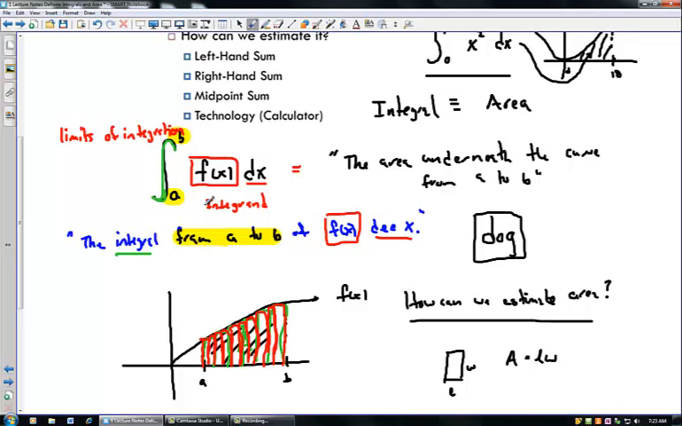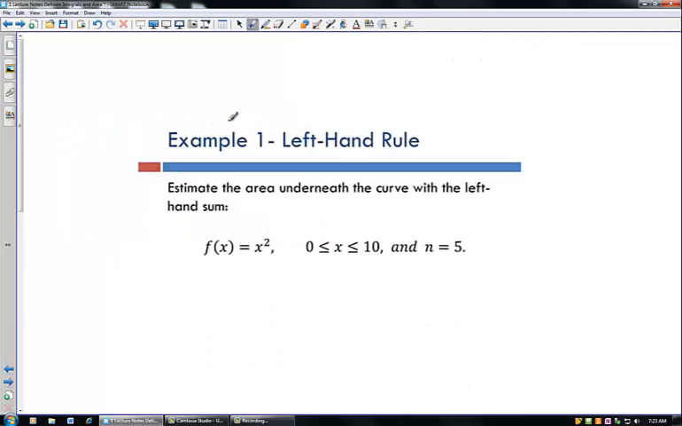So we're going to do this, and we're going to do it in 3 different ways. We're going to do it with the left-hand sum, the right-hand sum, and the midpoint sum. And I'm going to walk through each of these. Oh, and then we'll do it with technology, of course, your calculator. All right, so let's take a look at the first example.